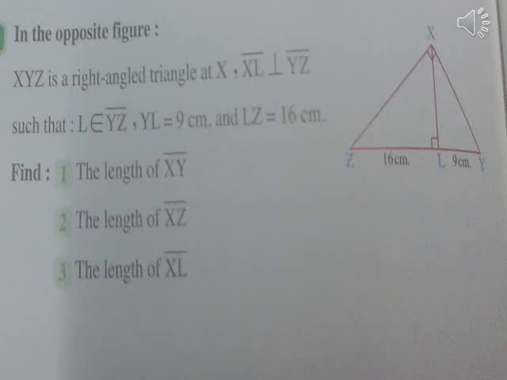In the opposite figure, XYZ is a right-angled triangle at X. Line segment XL is perpendicular to line segment YZ, such that L belongs to line segment YZ. YL equals 9 cm and LZ equals 16 cm. Find the length of line segment XY, the length of line segment XZ, and the length of line segment XL.